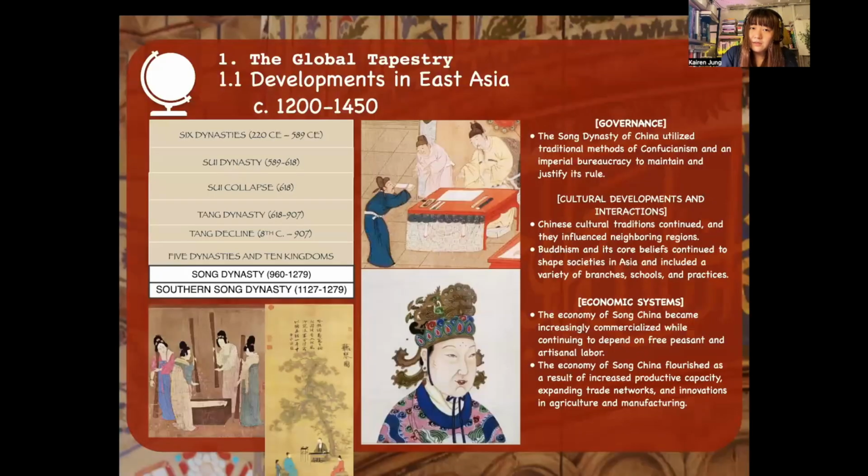First of all, we see that period 0, the classical period, spans the 6 dynasties to the 5 dynasties and the 10 kingdoms. You don't really need to know about the Sui and the Tang for this particular exam, but know that they existed, right? Just as a matter of course.